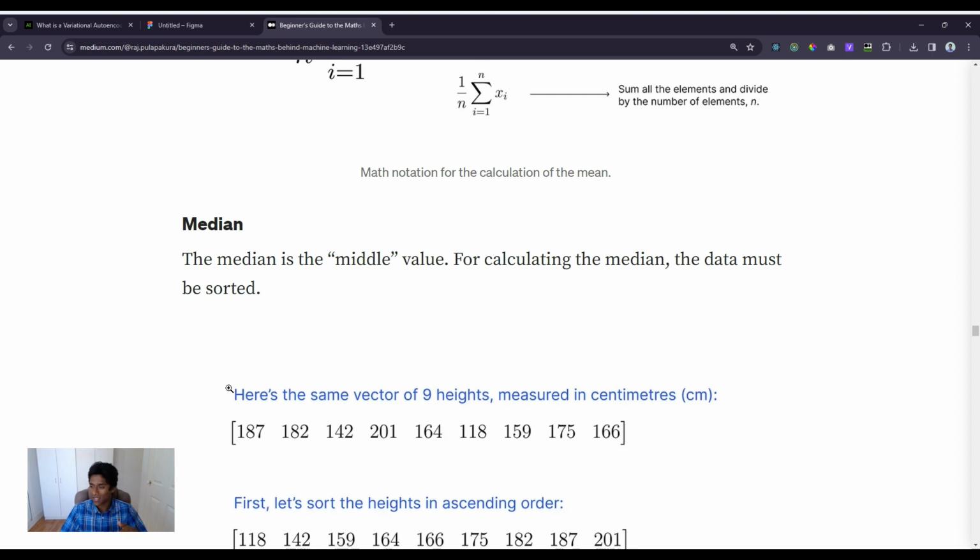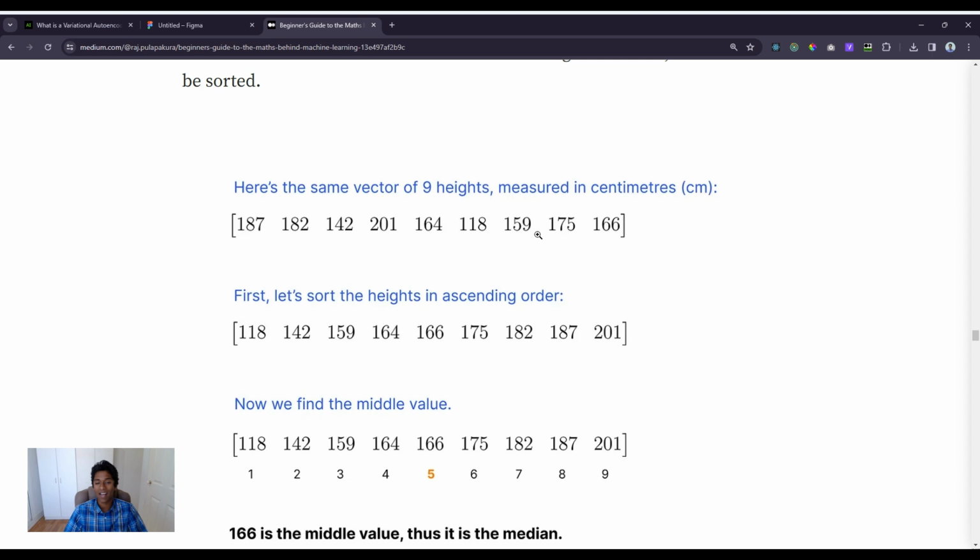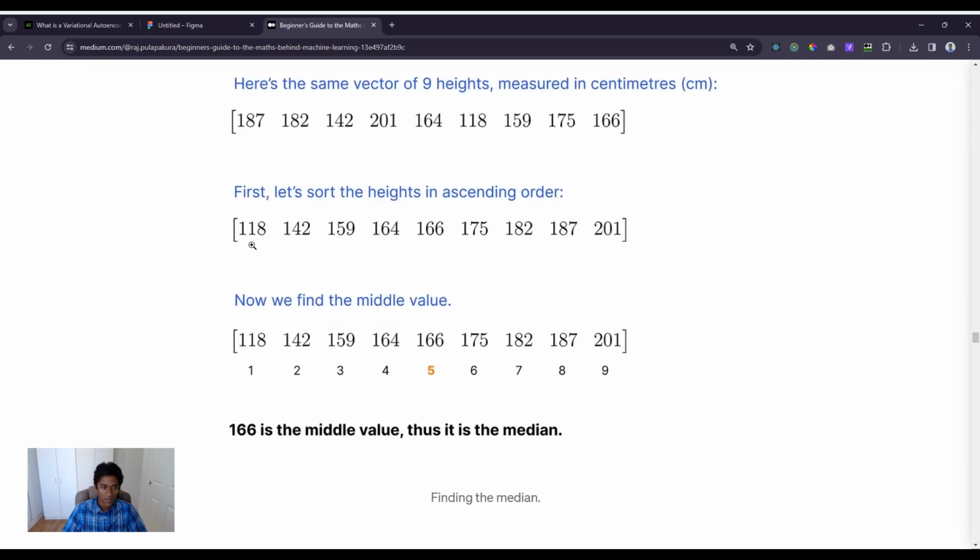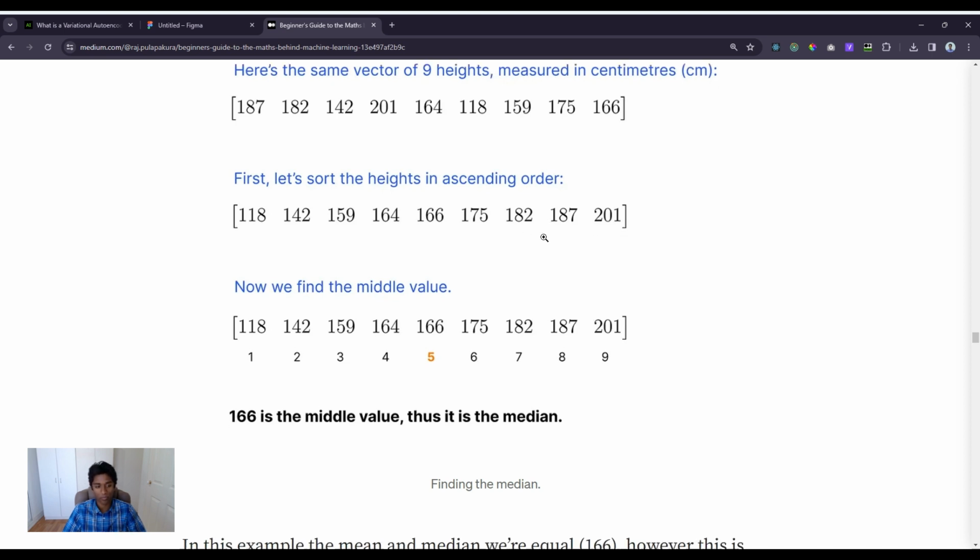Now, the median doesn't have a similar formula. It's more like a strategy that you need to use to find the median. So the median is the middle value. And to calculate the median, the data must be sorted. So here's the same vector of 9 heights. The first step is to sort the heights in ascending order or descending order. You can see here that we sorted it in ascending order, so we have the lowest element here and the highest element here.